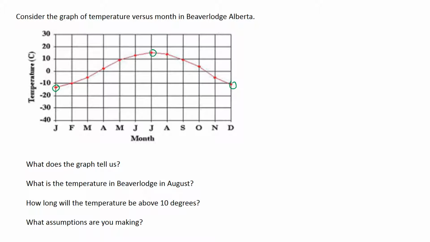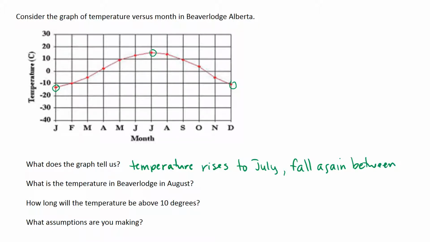So what does the graph tell us? It tells us the temperature rises to July and then falls again between July and December.